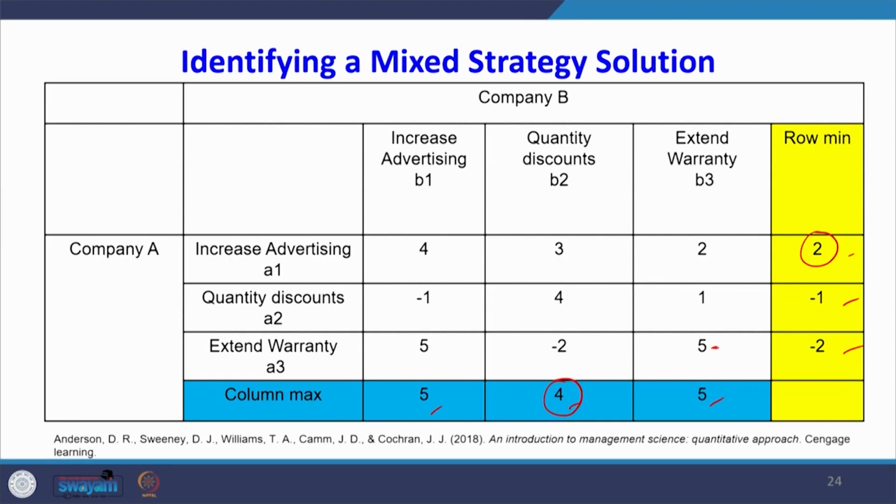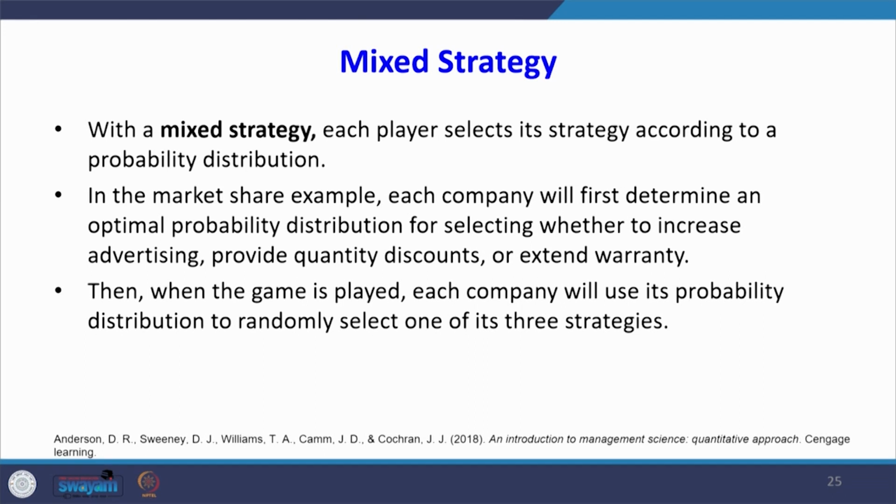In this situation, it is different: the maximin is 2 and the minimax is 4. So we can see that a pure strategy does not exist; only a mixed strategy exists. With a mixed strategy, each player selects its strategy according to probability distributions. What is the meaning? Player A has 3 strategies.